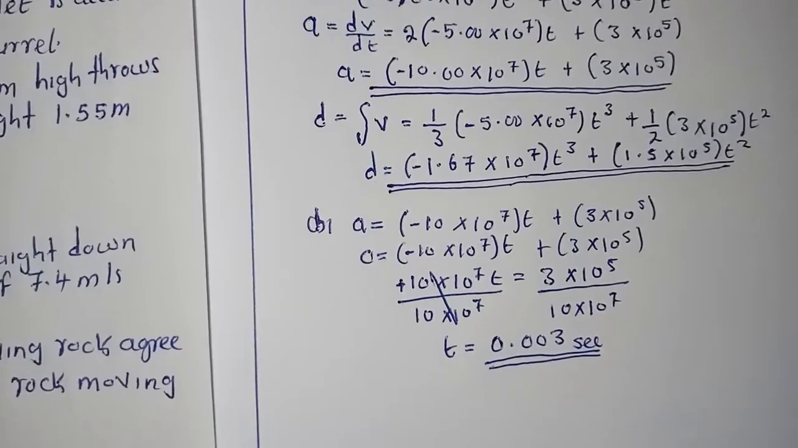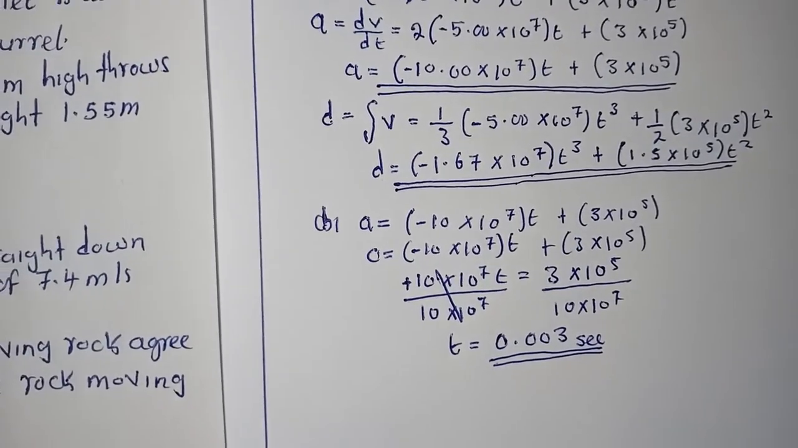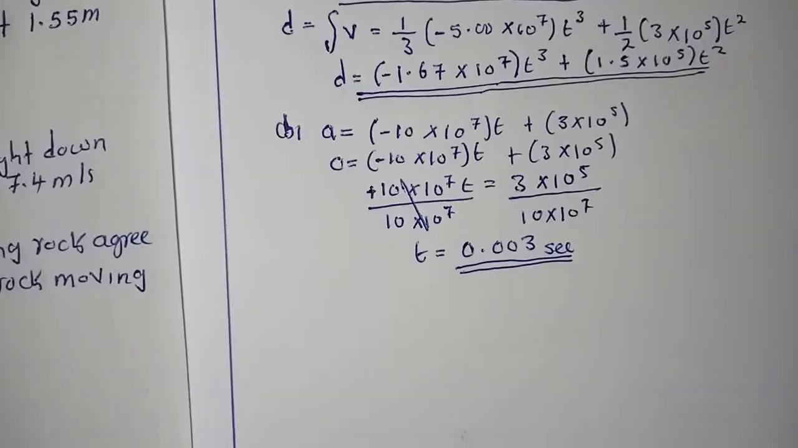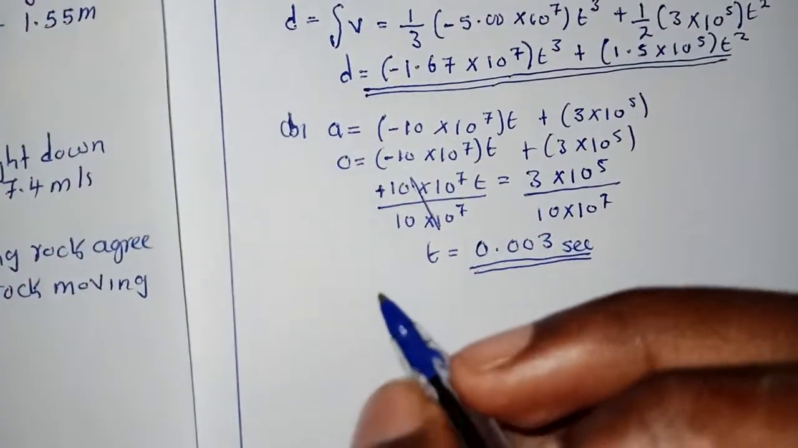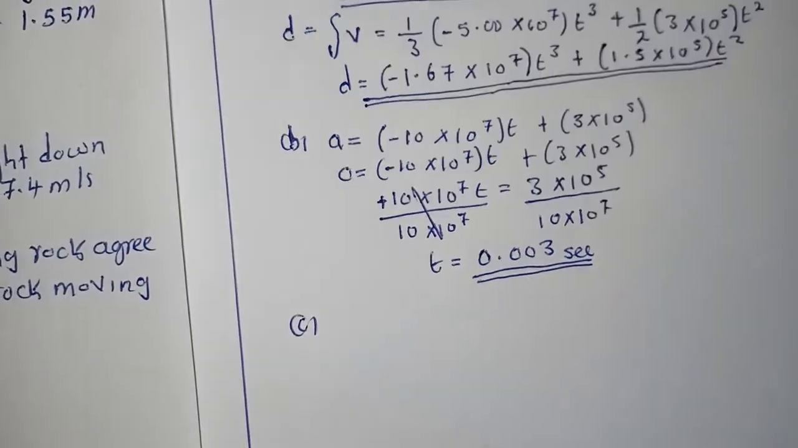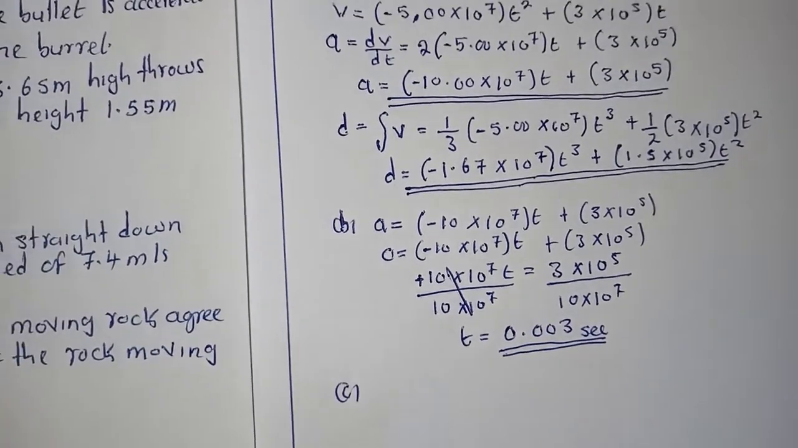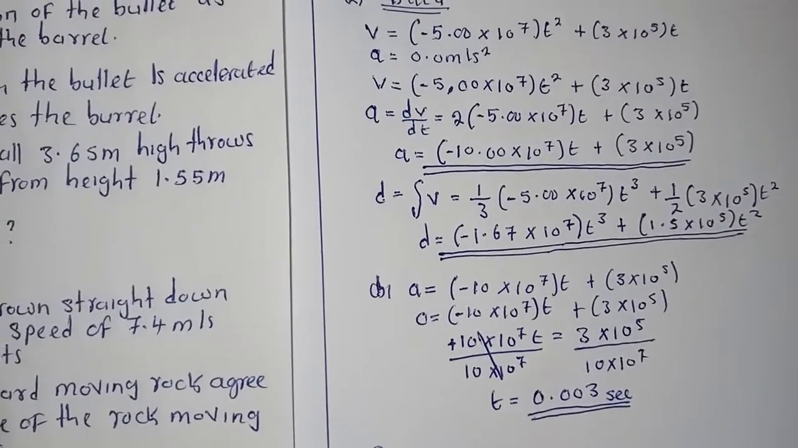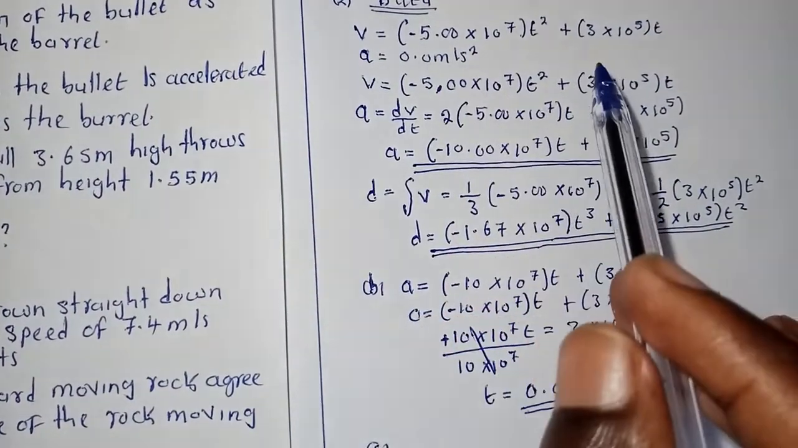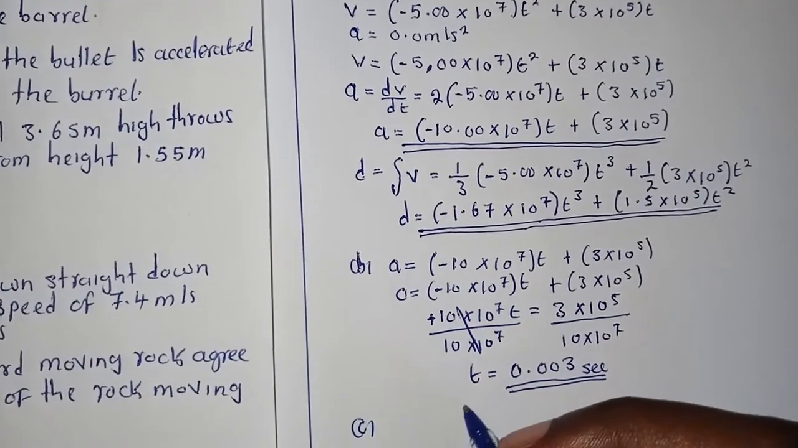Okay, let's get to the question. They are saying, determine the speed at which the bullet leaves the barrel. For the speed, it's very simple, because you already know what to do here. Don't even waste time. Remember, your expression for the velocity is here, so you just write the same out.